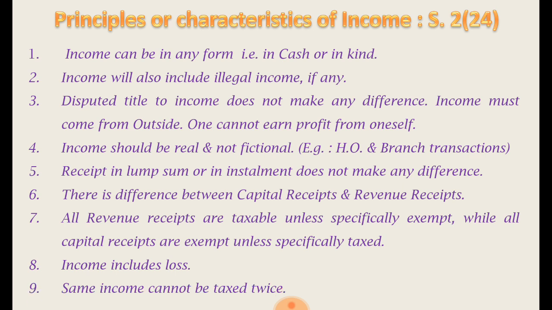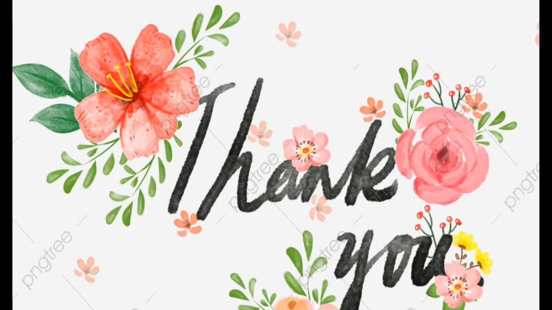Then the same income cannot be taxed twice. This is the principle. That income should be taxed under any one of the sources. The same income cannot be taxed under two or more sources. That income can be from business or profession or salary or whatever the nature. So a single income will be taxed singly. There cannot be double taxation.